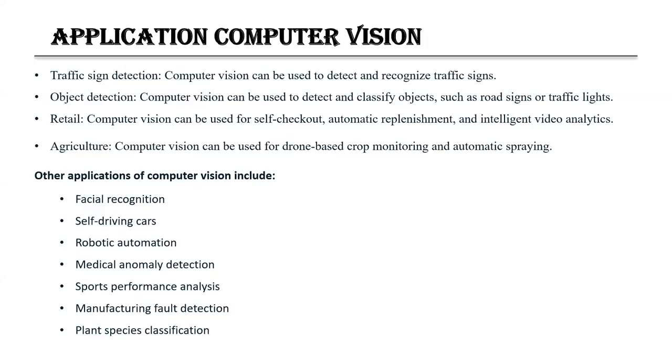Okay, so in agriculture also we can use computer vision applications. Other applications of computer vision include facial recognition, like the face lock, and self-driving cars, robotics automation, medical anomaly detection, sports performance analysis, manufacturing fault detection, and plant species classification. So like that, we have many more applications in the world.